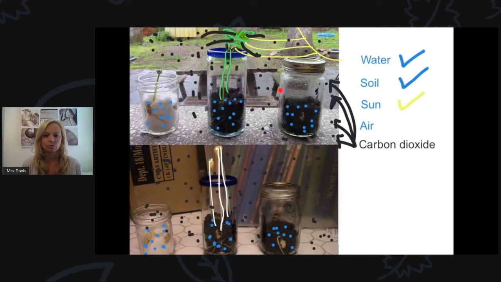But the plants in the jars with lids, even in the sun, had no new supply of air, and therefore not enough carbon dioxide to carry out photosynthesis. And if a plant can't do photosynthesis, it can't produce its own food, and it can't grow. So once again, air, more importantly carbon dioxide, is important. Check! So to put it all together, plants need water, soil, sun, and carbon dioxide to grow and be healthy.